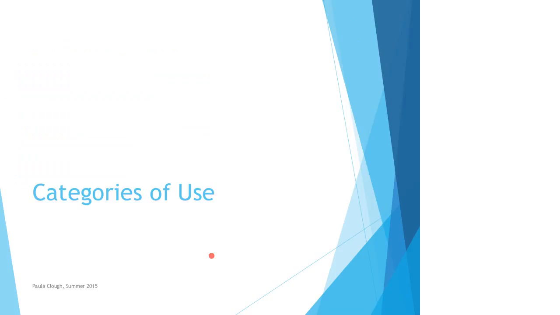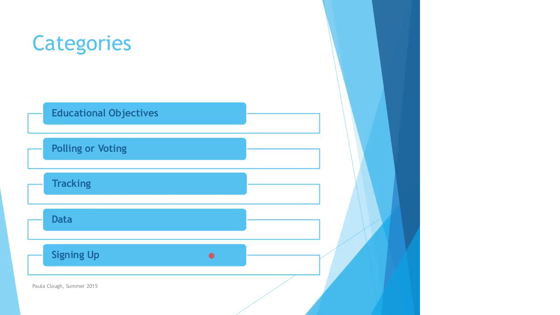Okay, when trying to think about how to kind of categorize some of these uses that were in the forum and that we've come up with since, I tried to just think of some different uses. A lot of these are going to kind of overlap. It'd be a little bit of 2 or 3 different things sometimes, but I was just trying to get a way of really thinking about different ways that you might want to use it. The categories I have are educational objectives, polling or voting, tracking data, and signing up.